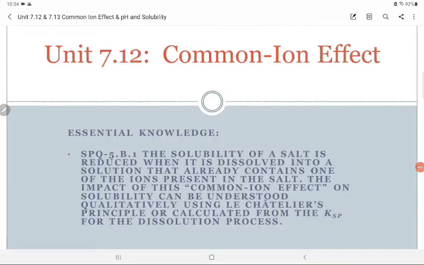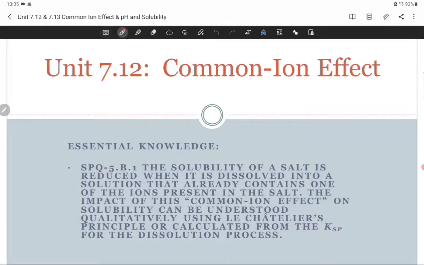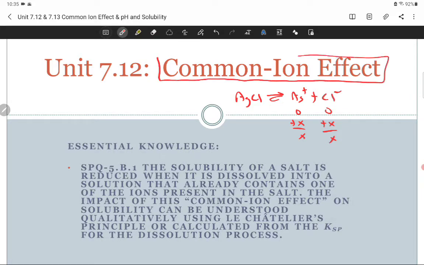Okay, today is a continuation of our last section where we looked at KSPs, but instead of having the following occur. So maybe silver chloride, if you put that into a beaker of distilled water, you would have 0, 0, plus X, plus X. Now, we're going to talk about something called the common ion effect.